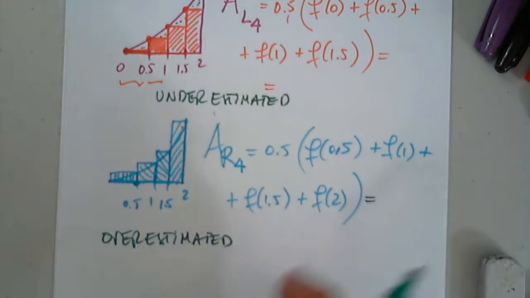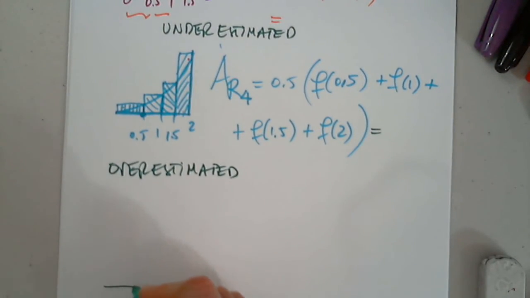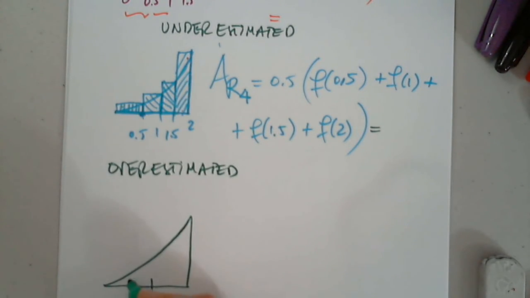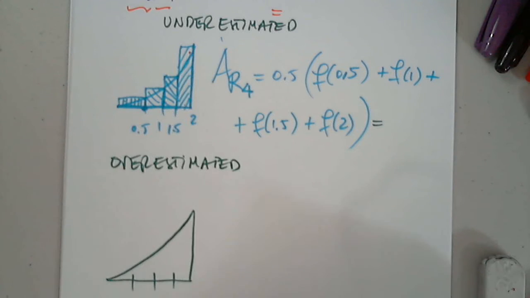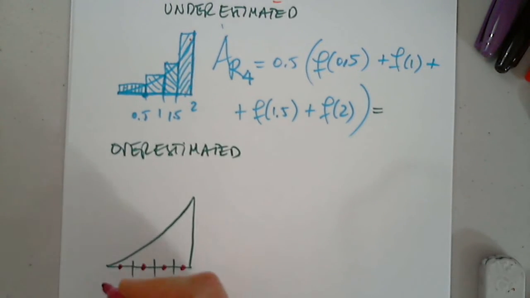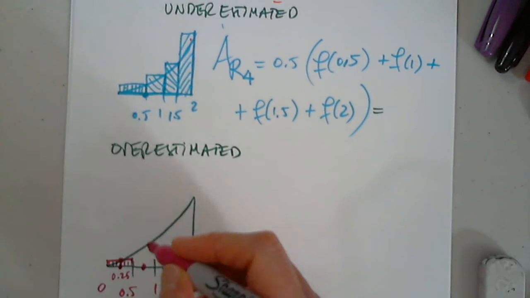In a moment, we'll plug in the calculator. Last one. But now I have to find the midpoint. This is still 0, this is 0.5, this is 1, 1.5, and this is 2. But now this is 0.25. The height, it hits the graph, and I draw a horizontal. This is the first rectangle.